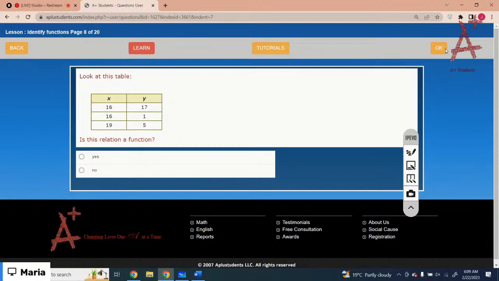Is this relation a function? No, it is not a function. See, on the x side, you have two values of x, 16, and they have different values of y. Very good. So the correct option is no, this is not a function.